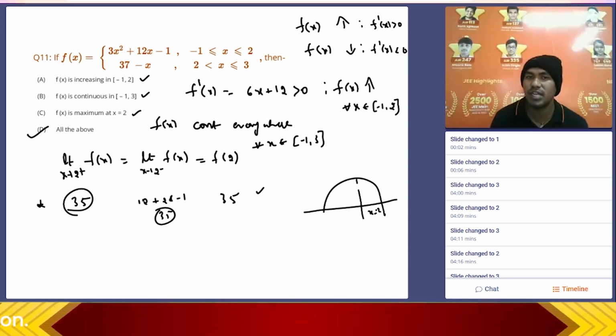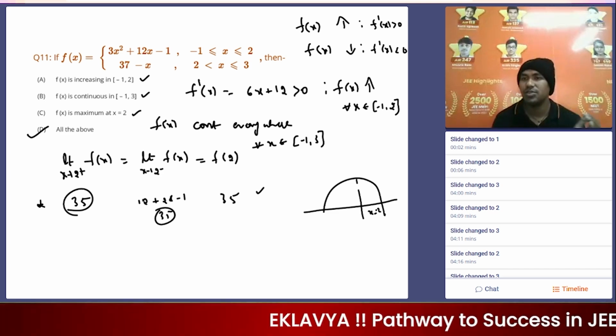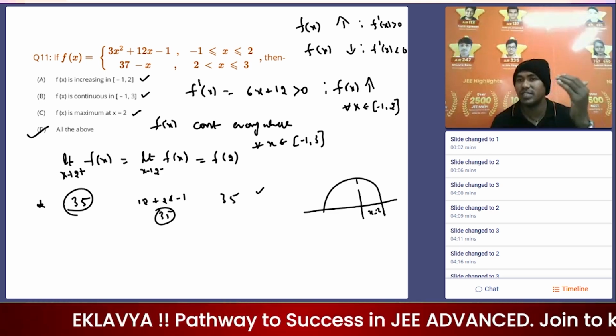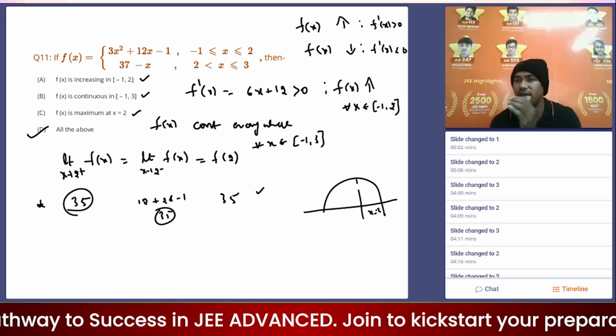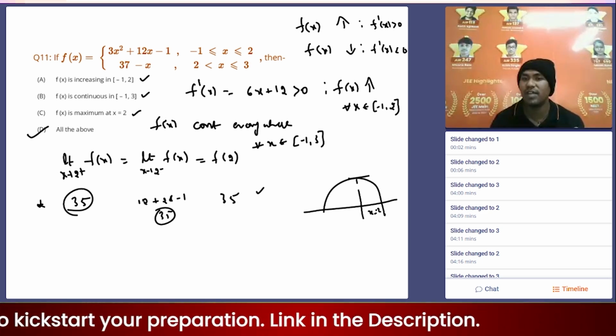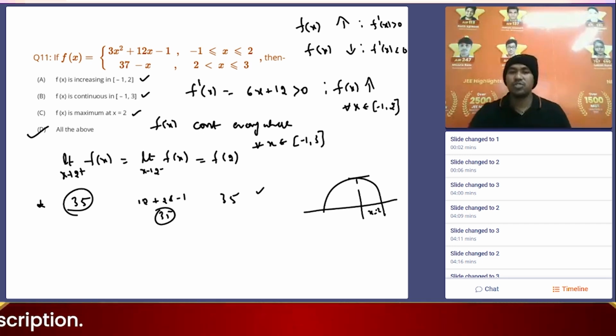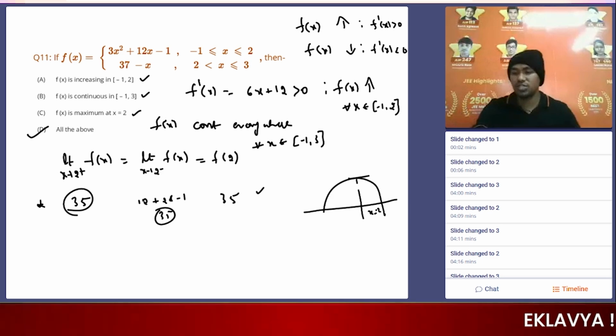So 3 options are correct. So the answer is going to be all of the above. I hope it is clear. From minus 1 to 2, f of x is increasing, and from 2 to 3, f of x is decreasing. That means at x equals 2, f of x is reaching its maximum value. Yes, that's why f of x is maximum at x equals 2.